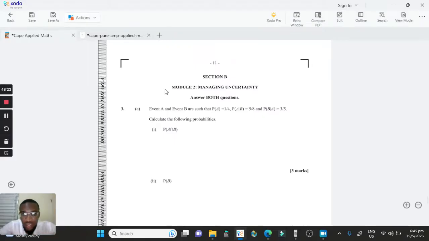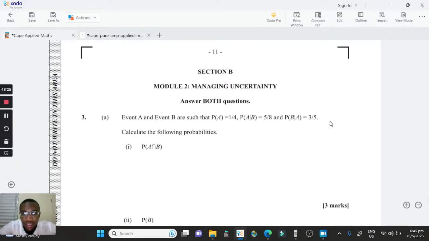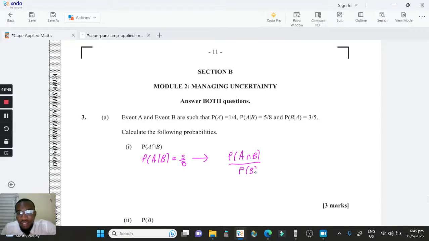Now this question says events A and B are such that the probability of A is a quarter, the probability of A given B is 5 over 8, the probability of B given A is 3 over 5. Find the probability of A intersect B. First thing, remember that the probability of A given B is 5 over 8. The probability of A given B is the probability of A intersect B divided by the probability of B, so that is 5 over 8.